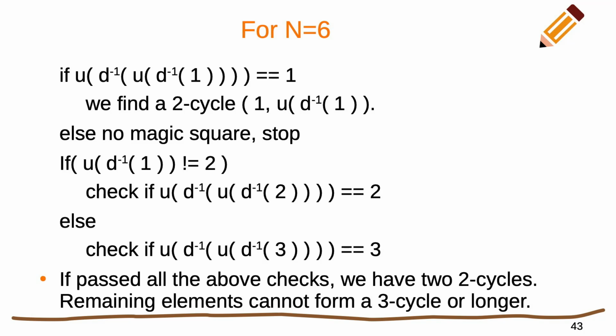If these two independent checks pass, then we have confirmed the existence of two cycles involving 4 distinct indices. This means only 2 indices remain, and they cannot form a 3-cycle or anything longer. So we can safely conclude that the permutation is composed only of 2-cycles, and thus magic squares exist.